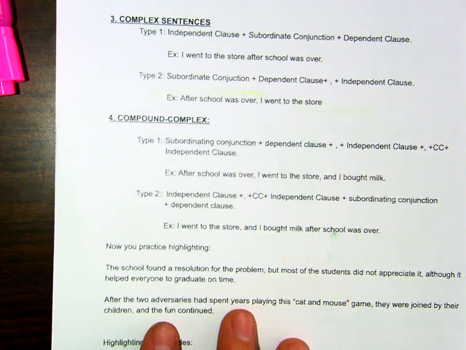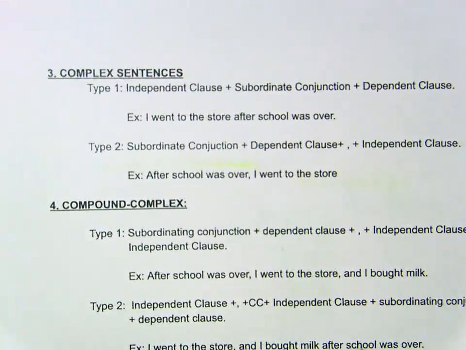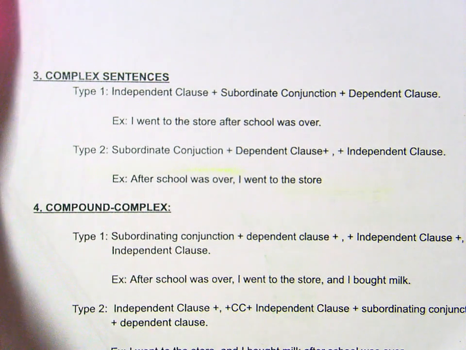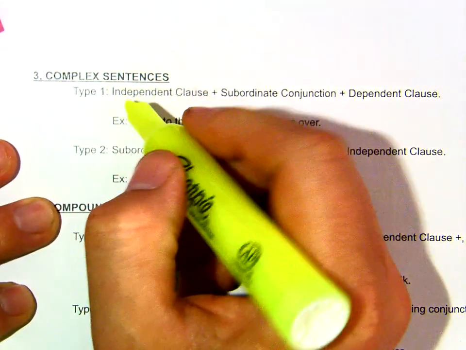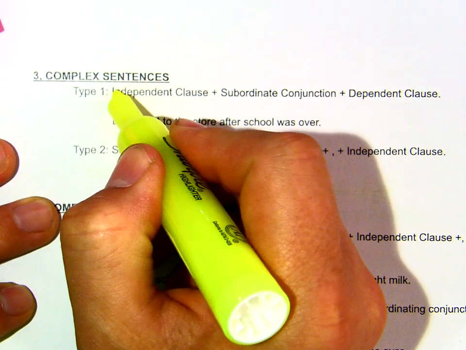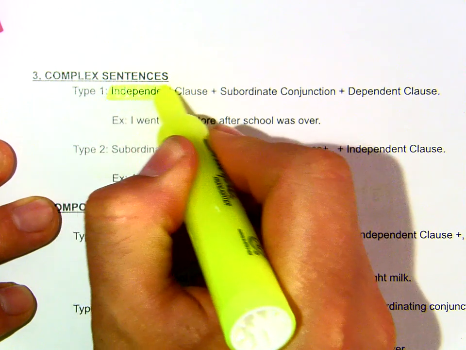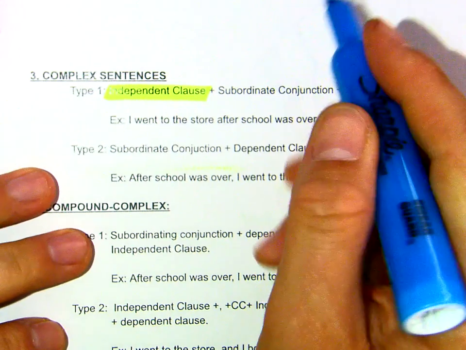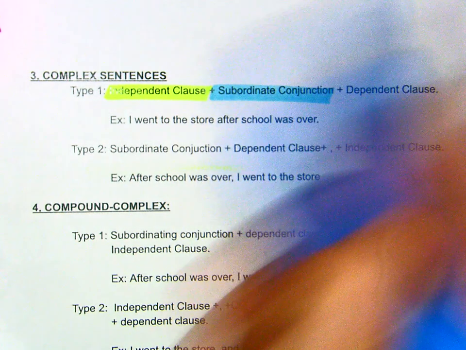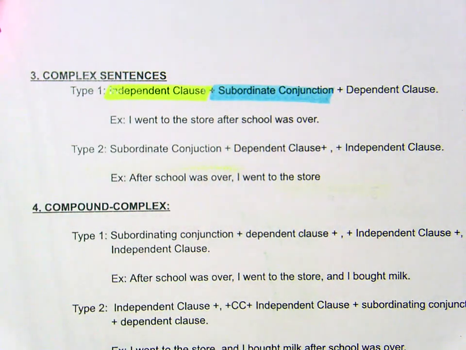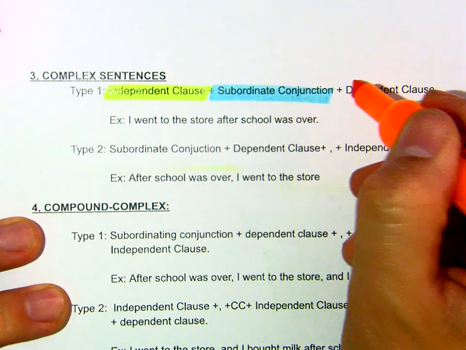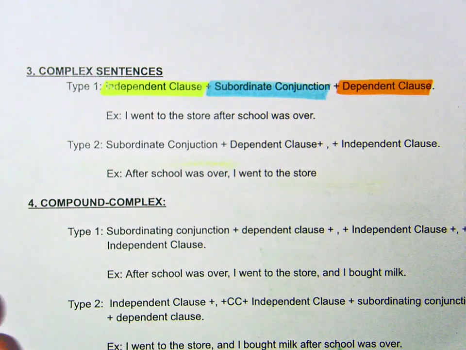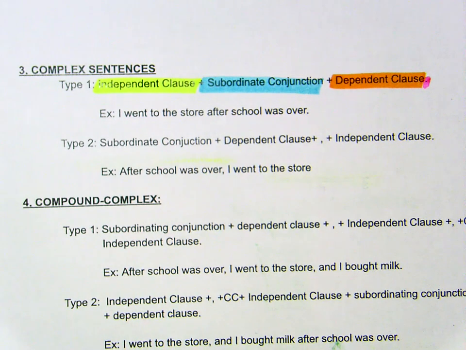You use subordinating conjunctions to make the third type of sentence, which is called a complex sentence. And here's how you put it together. There are two ways. On type 1, you would start with an independent clause, and then after that you would have a subordinating conjunction, and then a dependent clause followed by the period at the end.